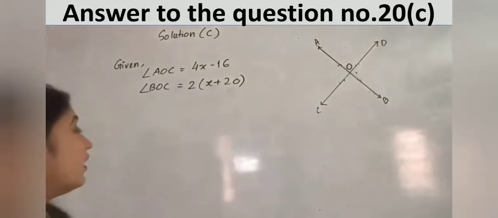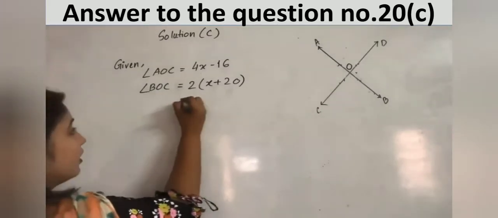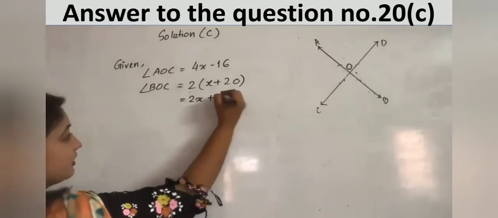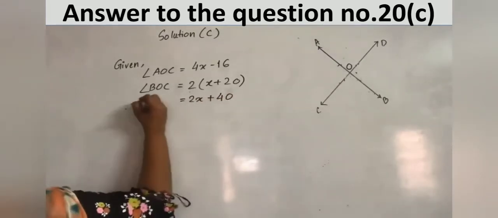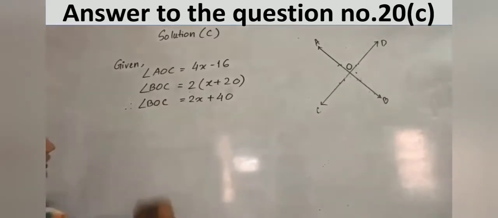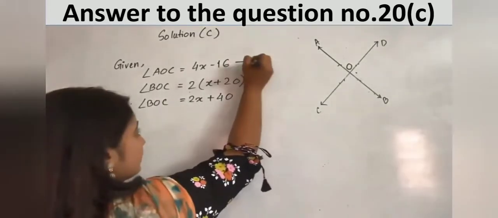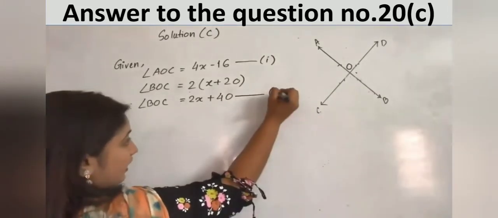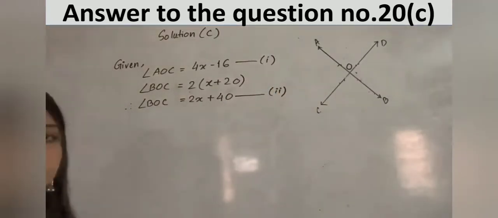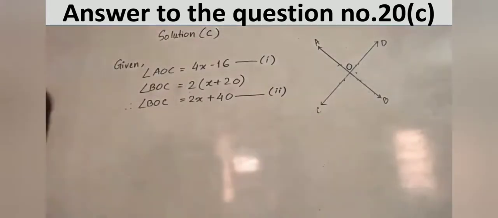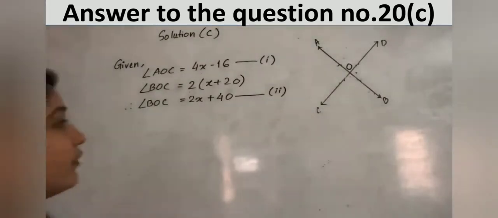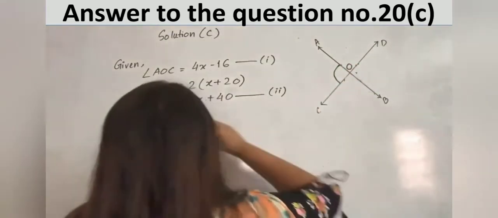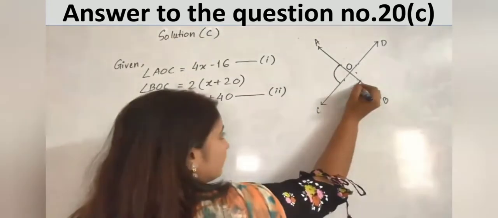So see, here we can solve it a bit because 2 is multiplied with both the terms. So I can write here 2x plus 40. So this is angle BOC. Now what I will do is name these two equations. I will name the first equation as 1 and the second equation as 2. Then you can see which one is angle AOC from the figure, this one, and angle BOC is this one.